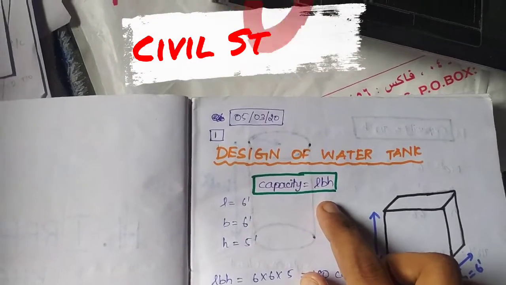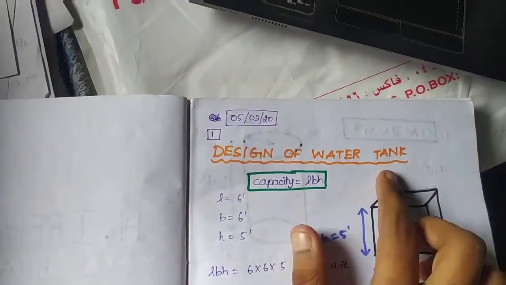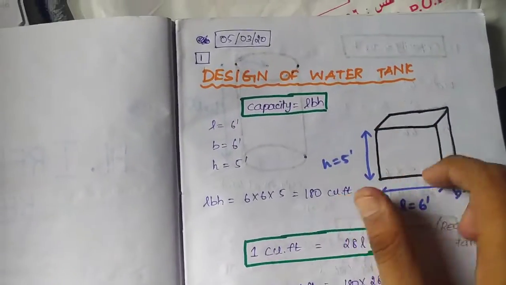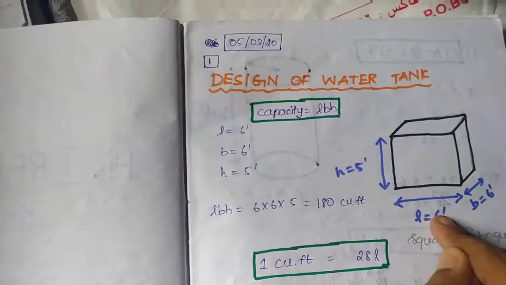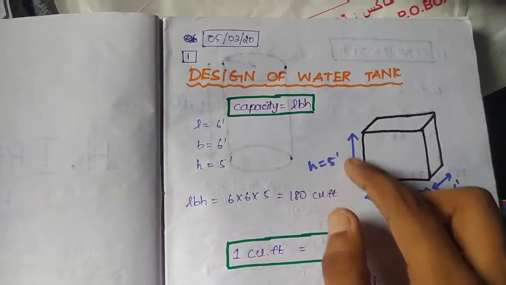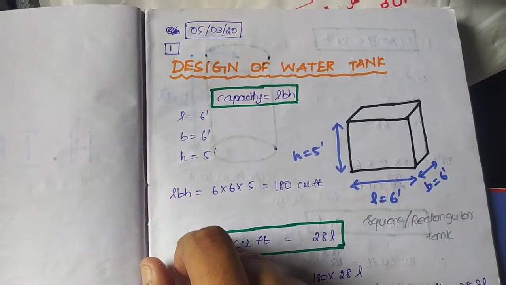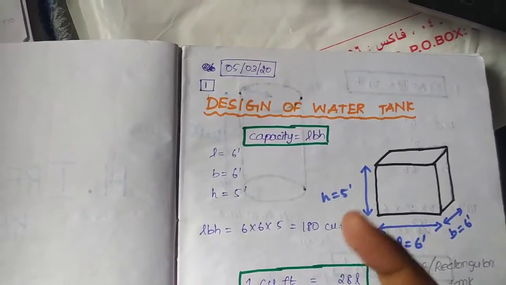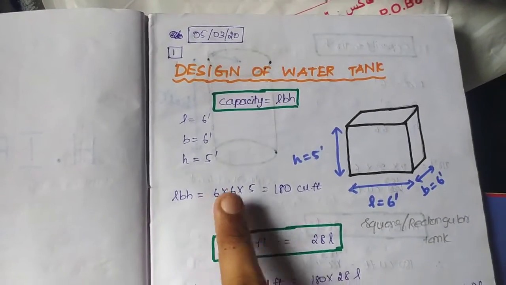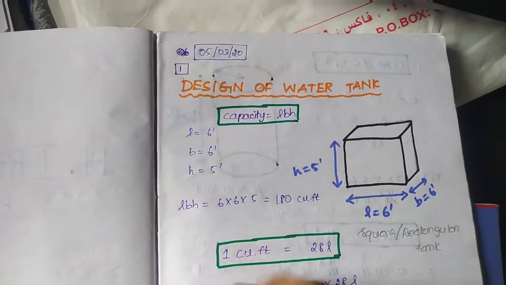Hello friends, the first topic that we are going to see today is the design of a water tank. Say this is the water tank which has a length of 6 feet, a breadth of 6 feet and a height of 5 feet. We know the volume formula, that is LBH. LBH is equal to 6 feet into 6 feet into 5 feet. It's nothing but 180 cubic feet.